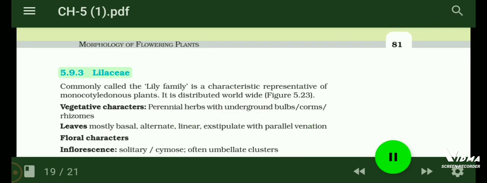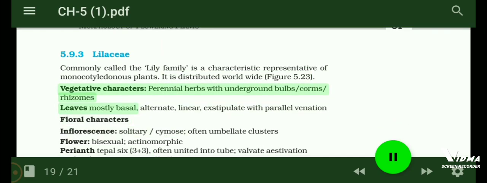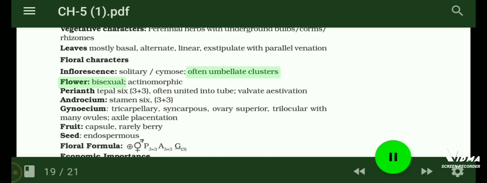5.9.3 Liliaceae. Commonly called the lily family, is a characteristic representative of monocotyledonous plants. It is distributed worldwide. Figure 5.23. Vegetative characters: perennial herbs with underground bulbs, corms, rhizomes. Leaves mostly basal, alternate, linear, exstipulate with parallel venation. Floral characters: inflorescence: solitary, cymose, often umbellate clusters. Flower: bisexual.